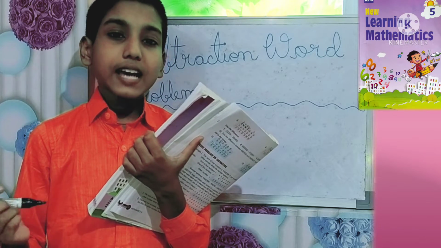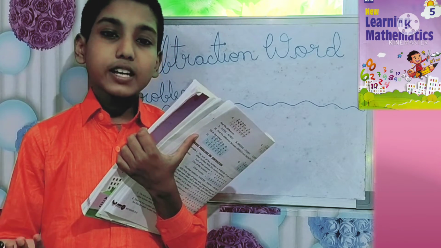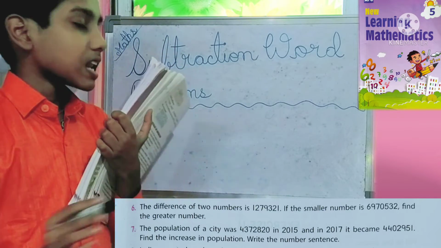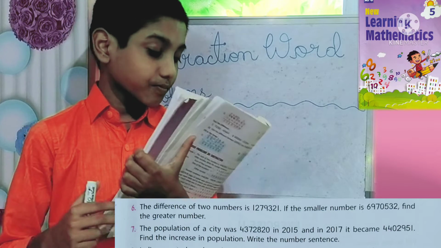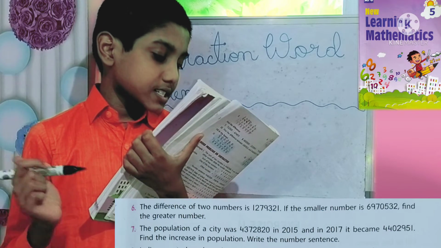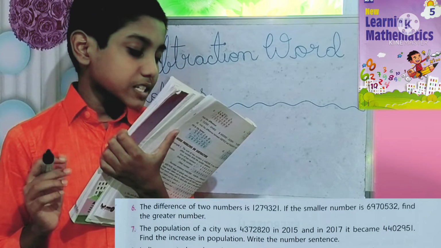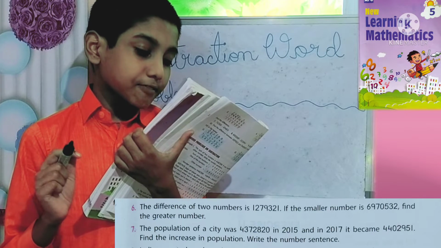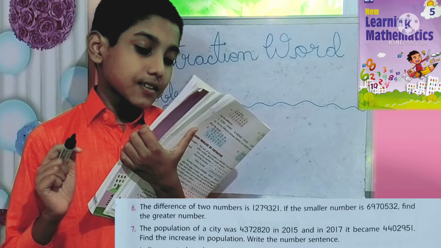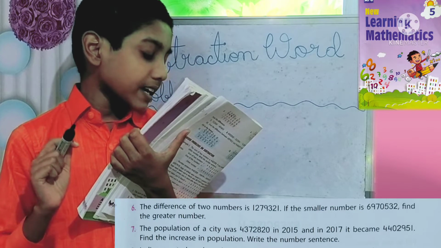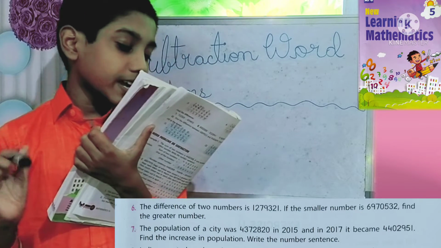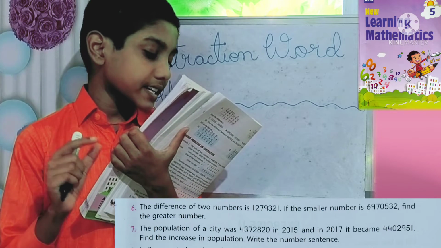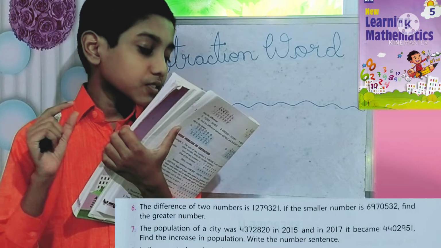As I have told you, I will tell you the statements orally, you can write the statements on your own, and I will do only the calculation and tell you the answer. So now let's start. Number 6, the difference of two numbers is 1279321. If the smaller number is 6970532, find the greater number. So here the difference of two numbers is given, the smaller number is given, and it is told to find the greater number.